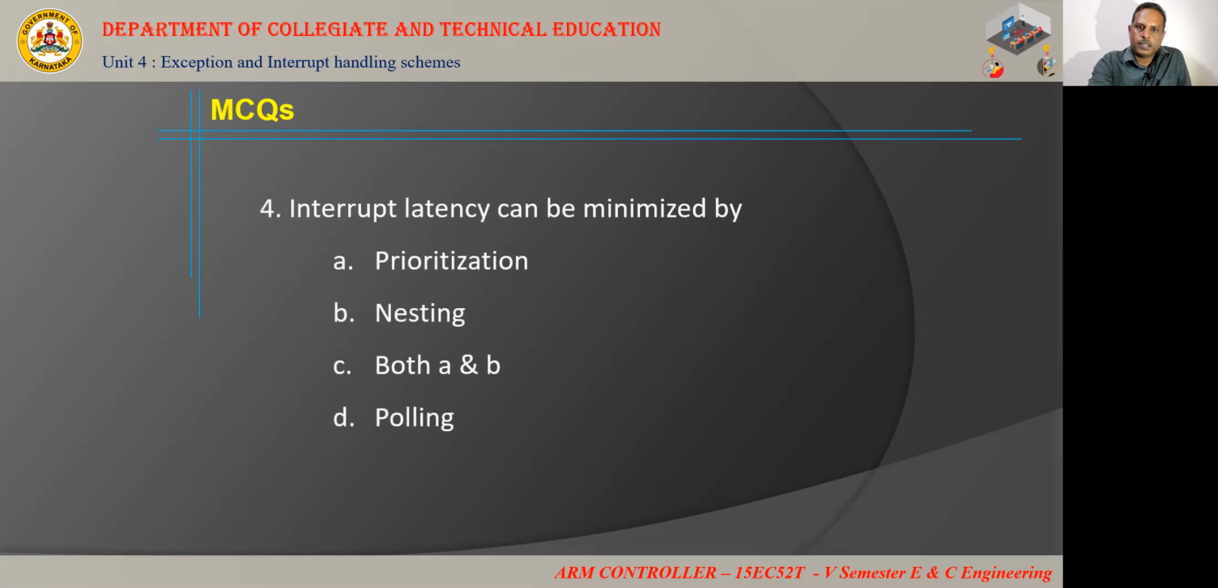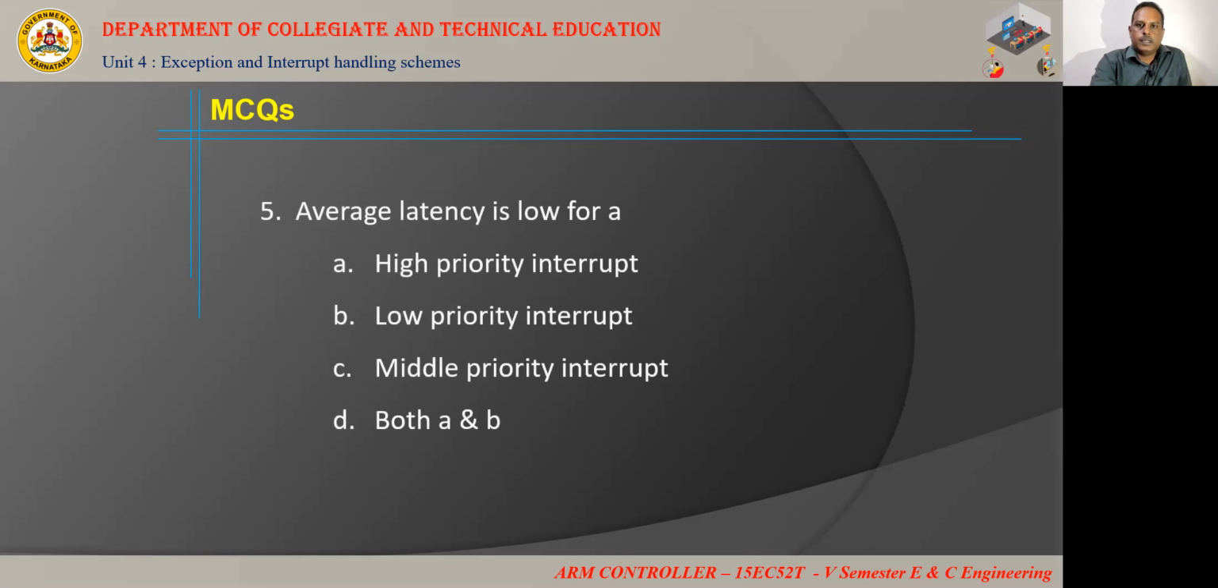Next, interrupt latency can be minimized by option A prioritization, option B nesting, option C both A and B, and option D polling. So the answer is both prioritization and nesting. So the correct option is both A and B. The answer is C.